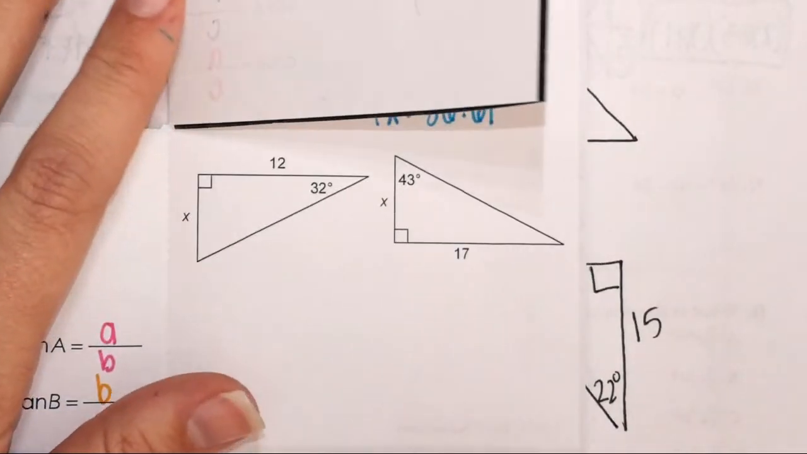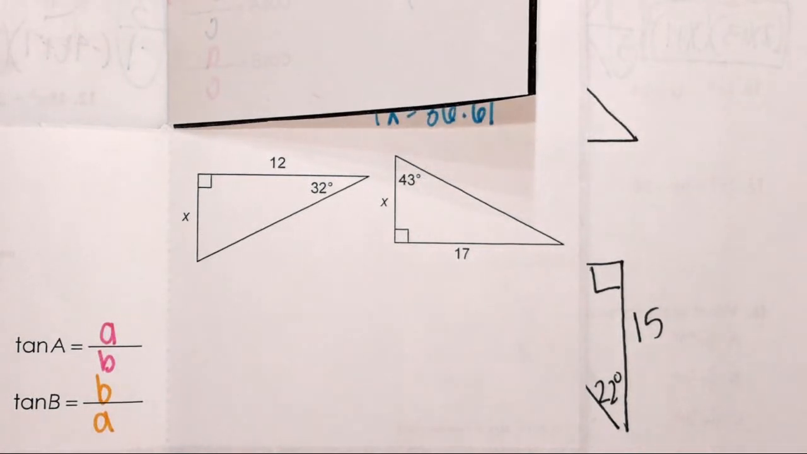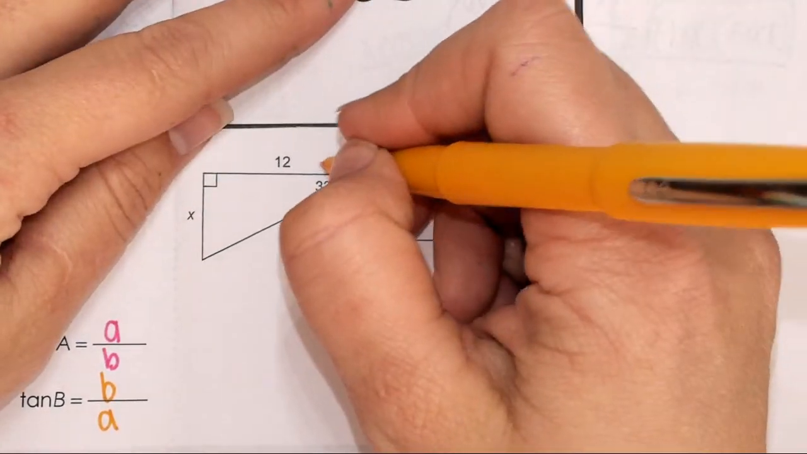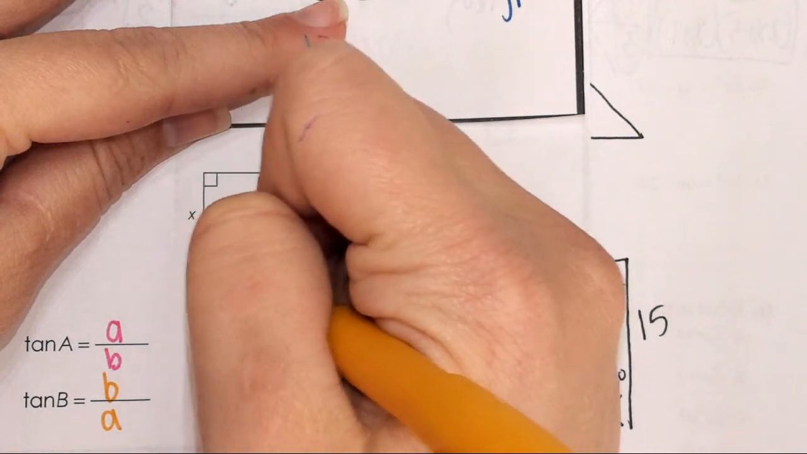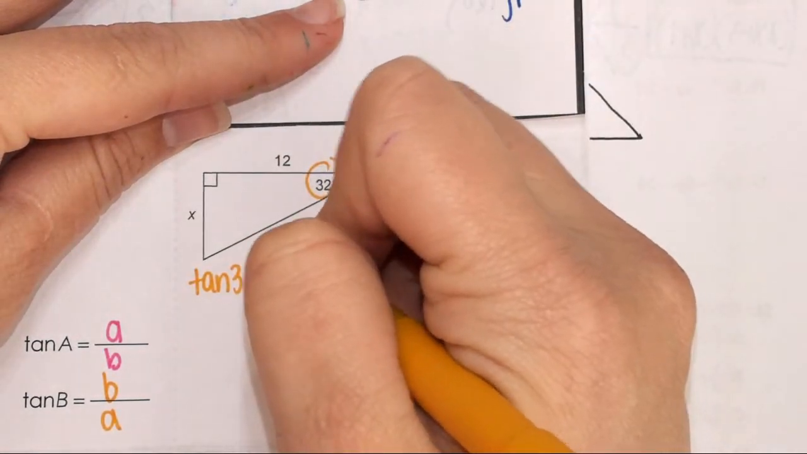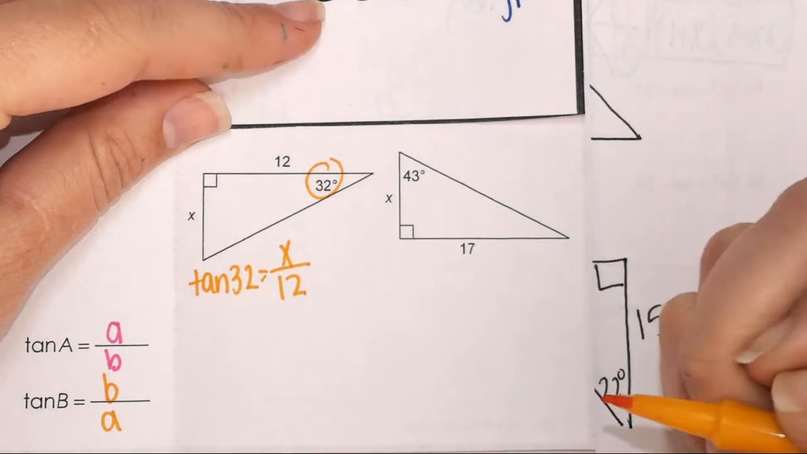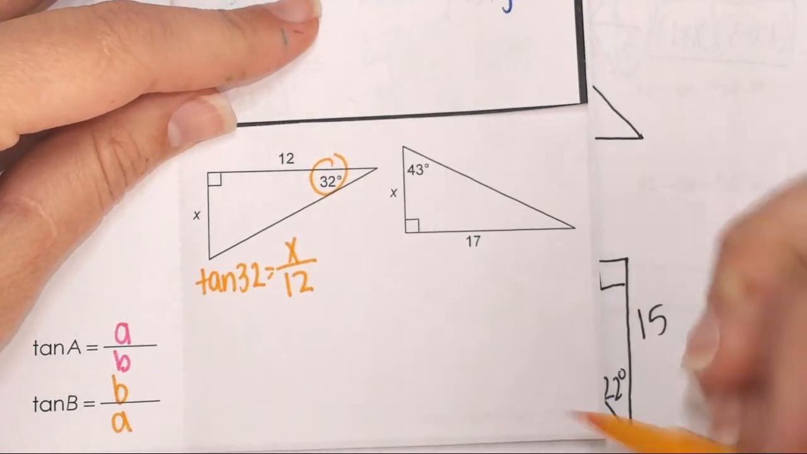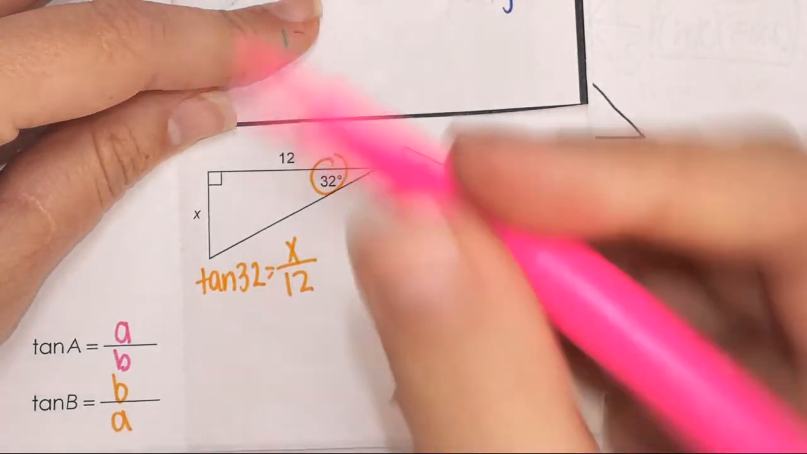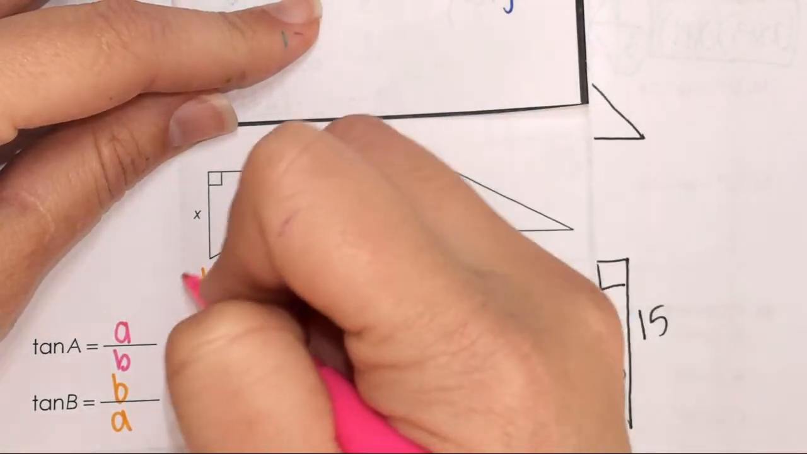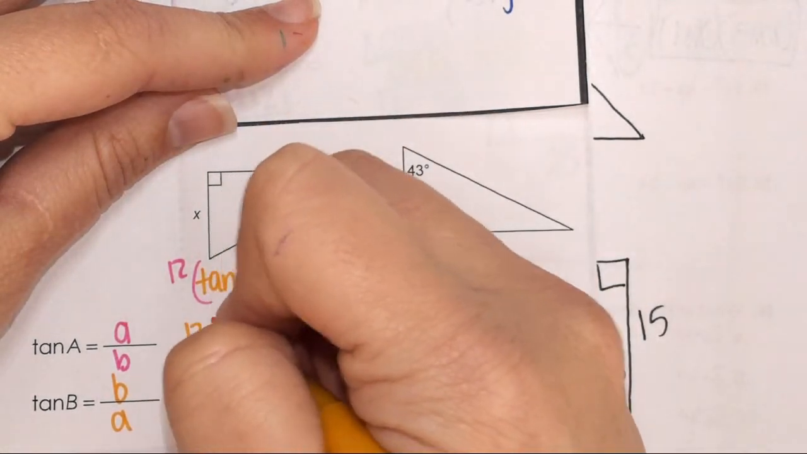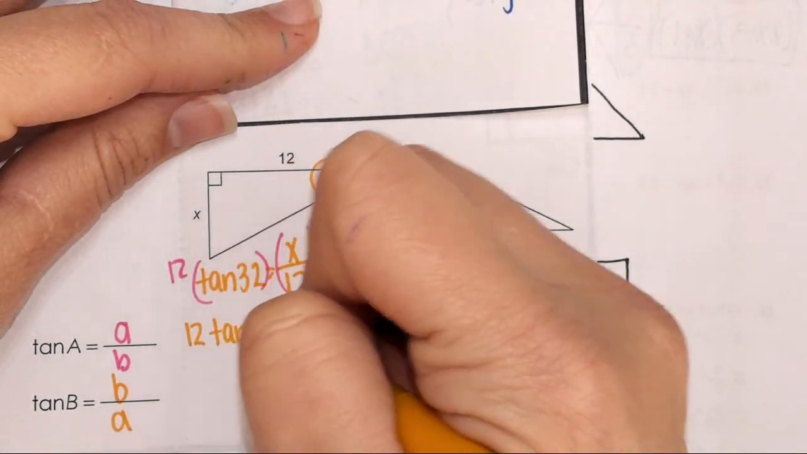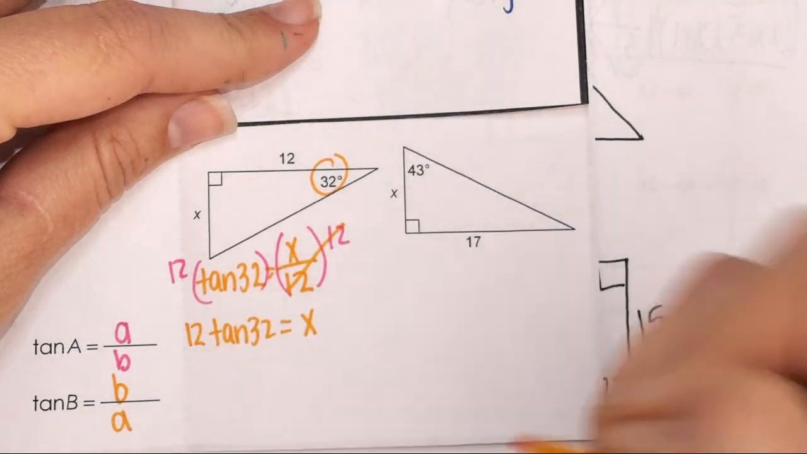Alright, now we're going to come over here and we're going to work out our problem. Now, the way we know that we need tangent is because they did not give us a hypotenuse in this problem. So I'm going to say the tangent of 32 is the opposite divided by the adjacent leg. Now I have to get rid of my fraction. And that gives me 12 tangent 32 equals x.